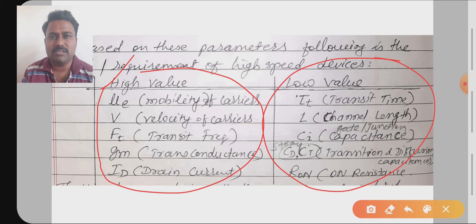HBT stands for heterojunction bipolar transistor, which is a 3-terminal 4-layer heterojunction high speed device which can be used as a switching device at very high frequency in the range of gigahertz. So in this video we will discuss HEMT, that stands for high electron mobility transistor. Okay, so let us move further.